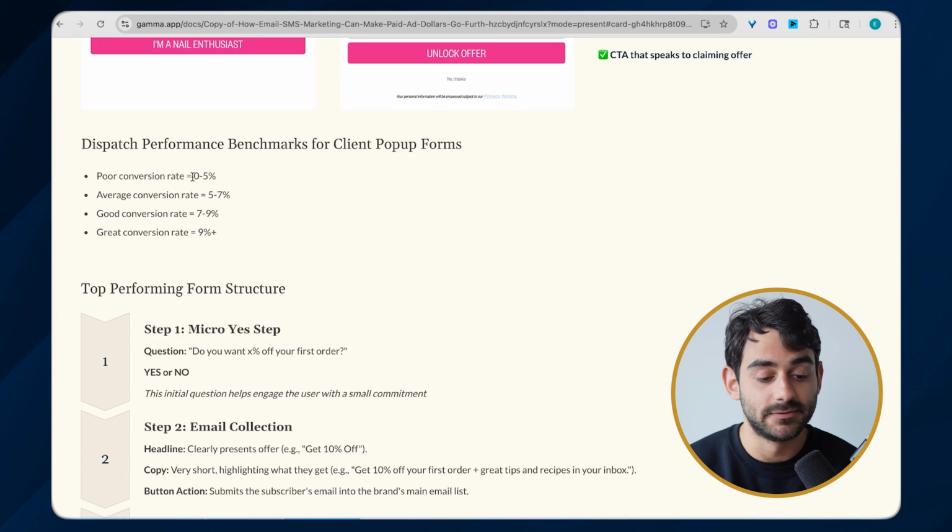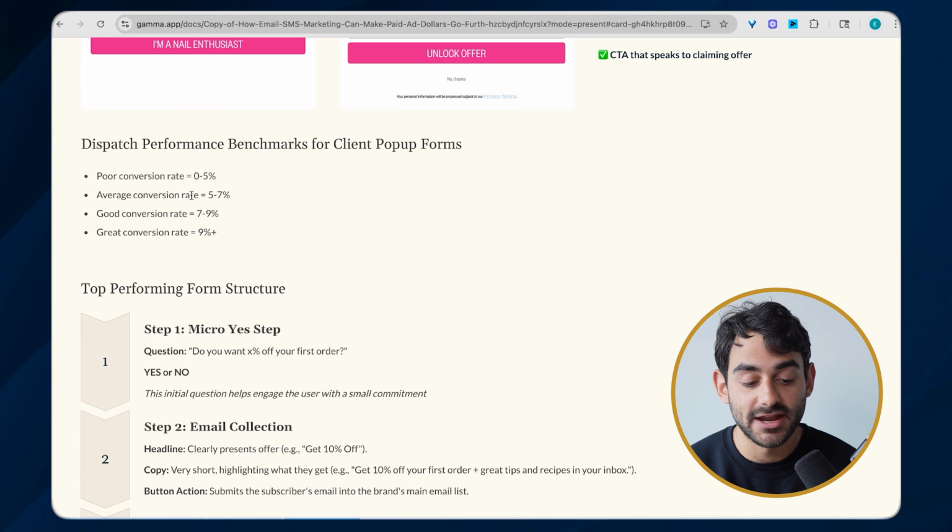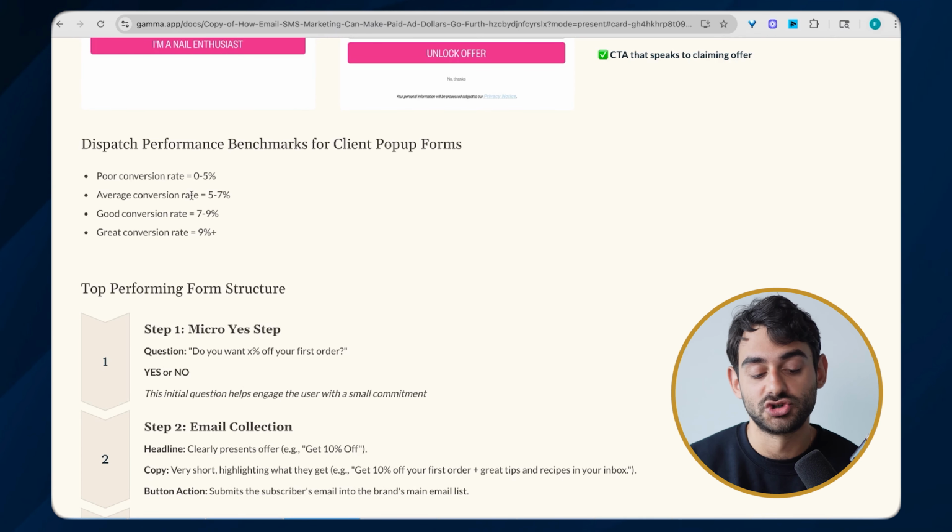So essentially, we see poor conversion rates as 0 to 5%, average conversion rates as 5 to 7%, good conversion rates of 7 to 9%, and then really good, great conversion rates of over 9%. So really over 9% is what you should be aiming for. And this is where you can start to connect the dots: if you are driving over 9% of people that visit your site for the first time onto your email and SMS list, you now have a really cheap retargeting funnel to get those people to convert.